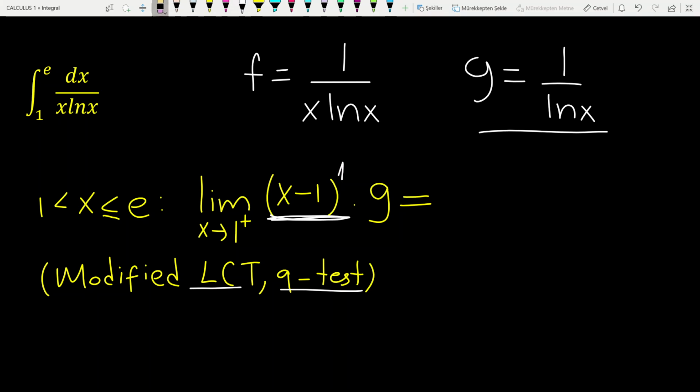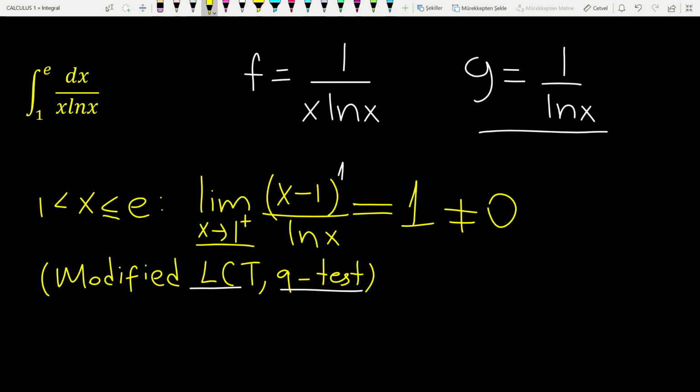So for g, we have 1 over ln x. Let me substitute this expression. Then we have x minus 1 over ln x. When x tends to 1, you have a 0 over 0 case. If you apply L'Hopital's rule once, you get the result 1, which is not 0. This is L, and L is not 0. And Q is 1. This is why this improper integral of g from 1 to e diverges, right?